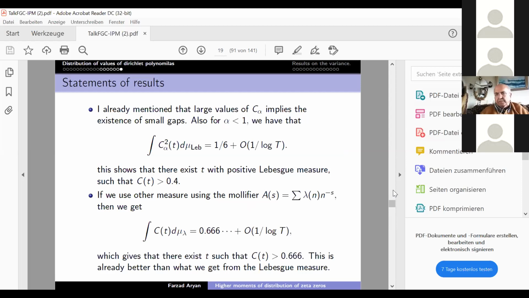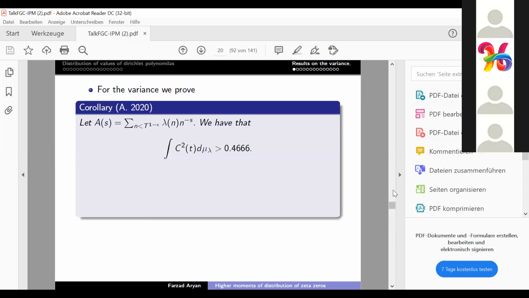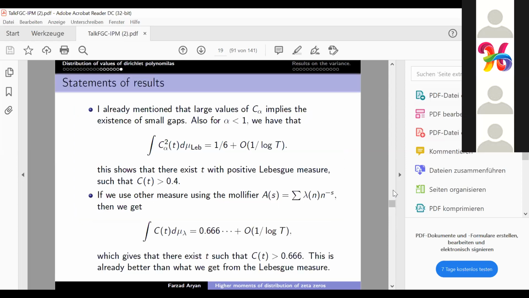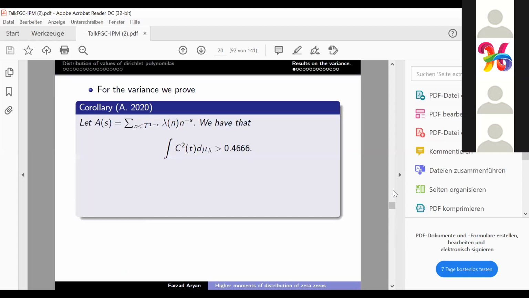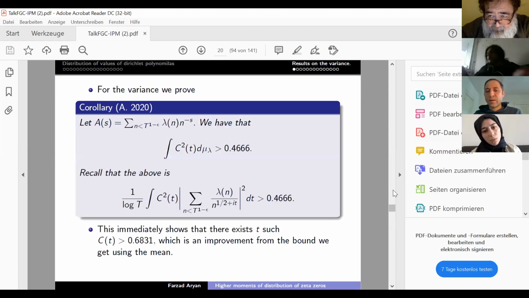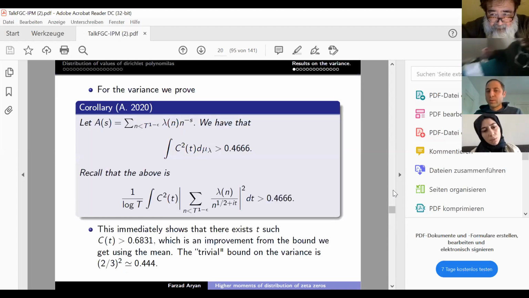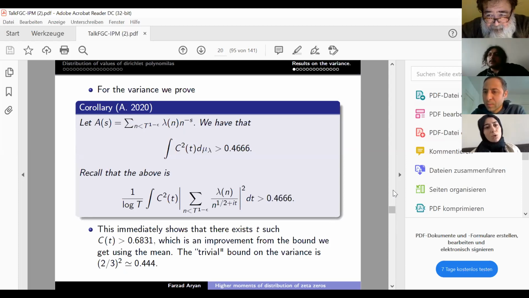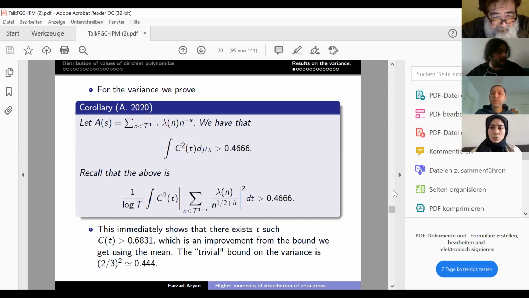The modifier method gives you the mean. The mean gives a trivial bound for the variance. But this improves that trivial bound. For the mean, I get 0.66. If you square it, you see it's about 0.444. This beats the trivial bound on the variance. Oh, okay. So can you say no one looked at these values with respect to measures other than Lebesgue?